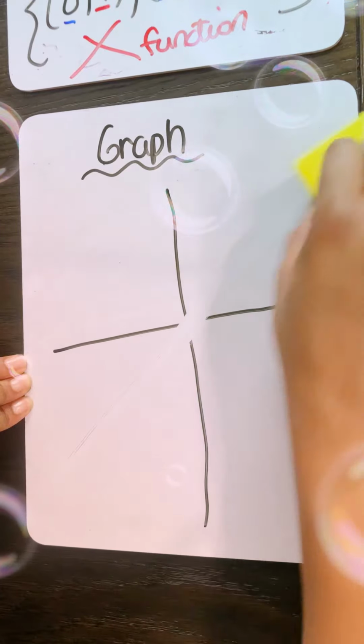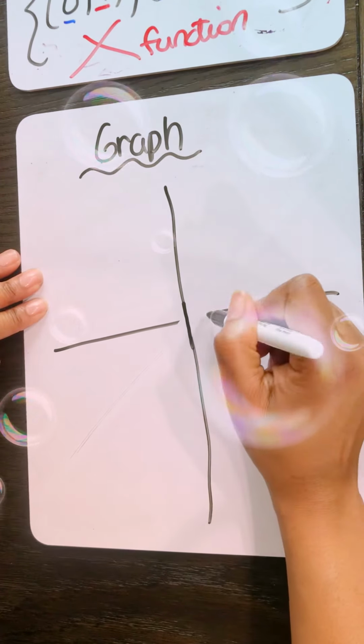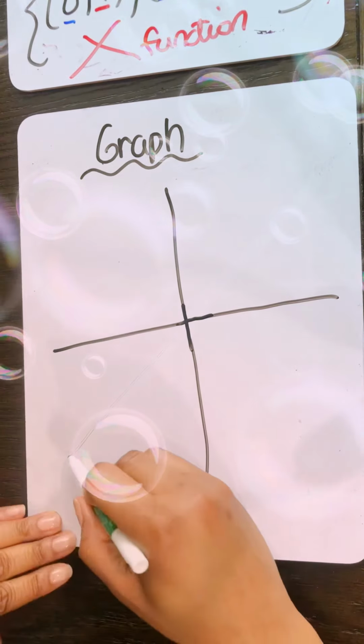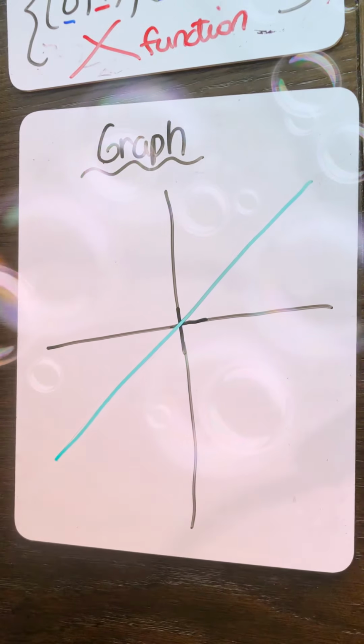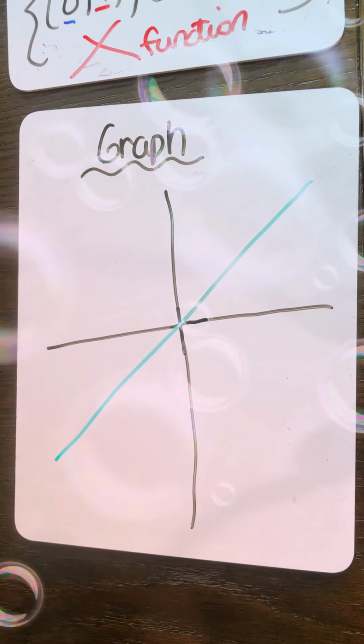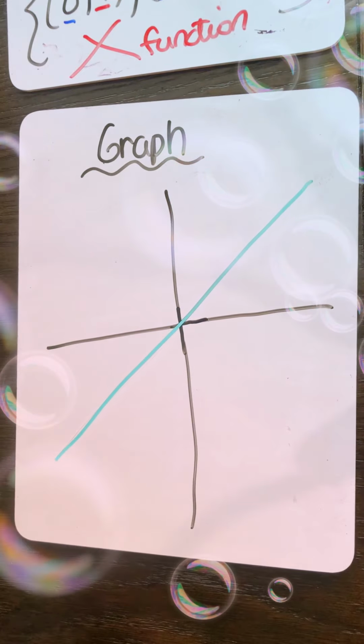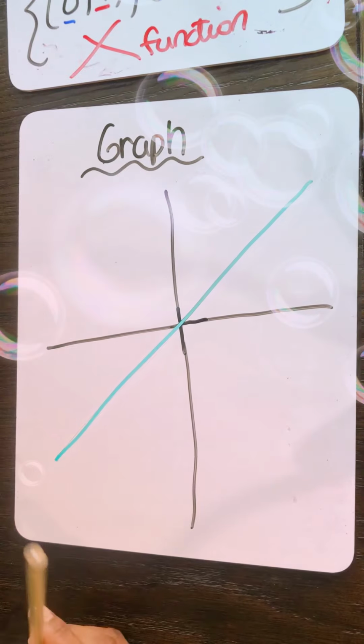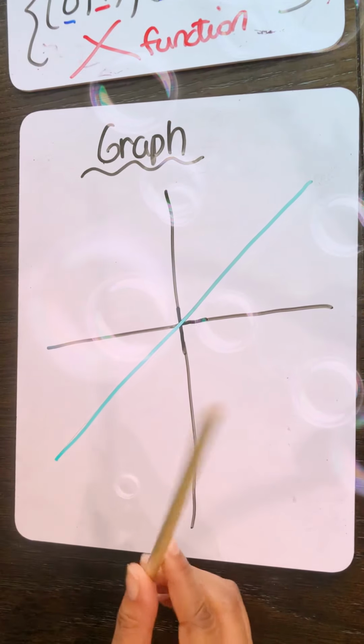Sorry guys, I'm all over the place. So let's say I created this and I drew a line. Okay, so the way that you can tell if this graph is a function or not is what we call the vertical line test.